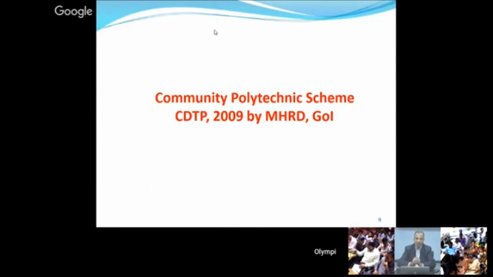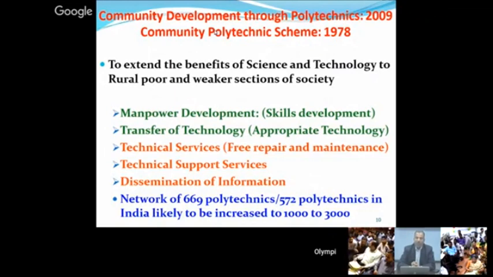My dear friends, let us come to our world of work now. Being a part of the Polytechnic system, we are running a scheme called the Community Polytechnic Scheme, which is known as the CDTP scheme, started by the Government of India in 2009. My dear friends, this scheme was introduced way back in 1978-79 in the name of Community Polytechnic Scheme. This was a wonderful scheme developed by our planners.